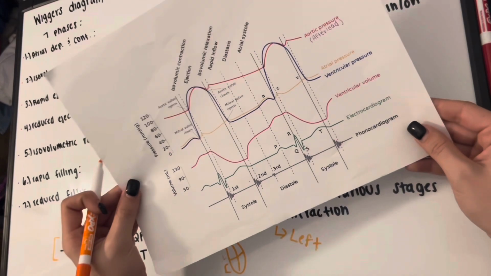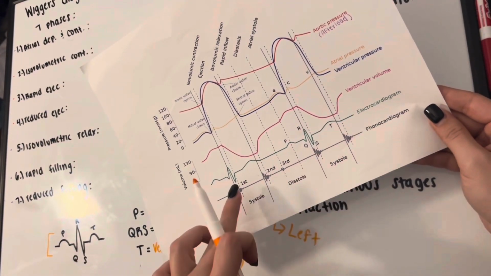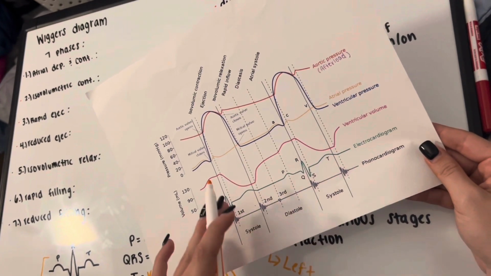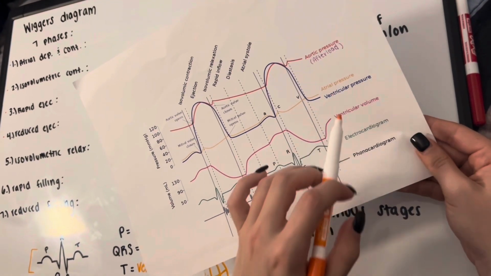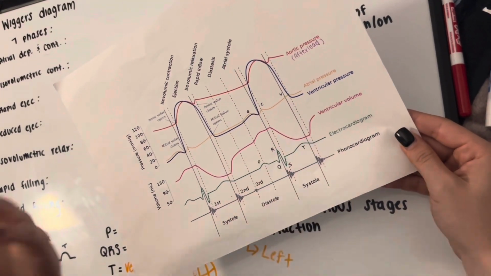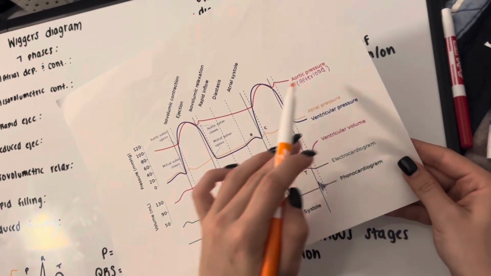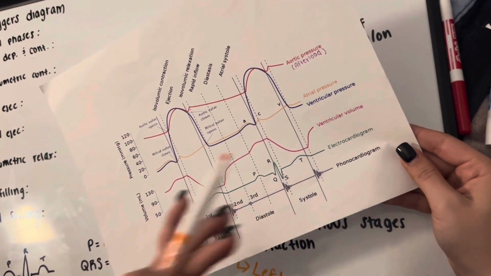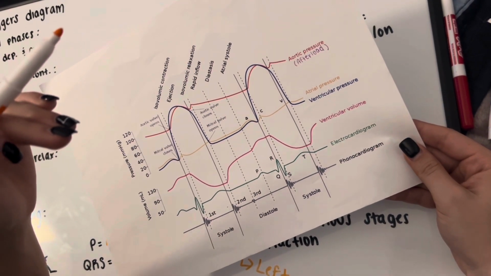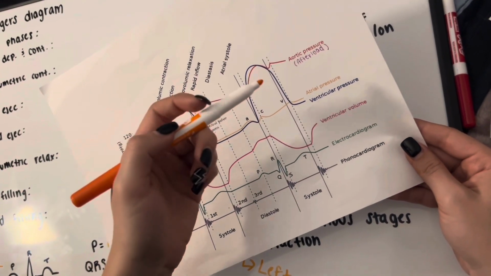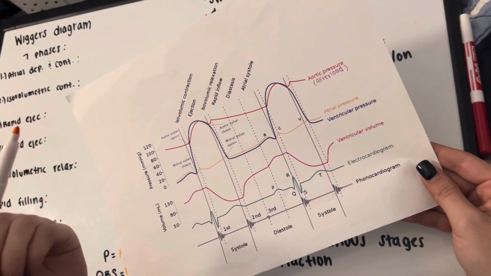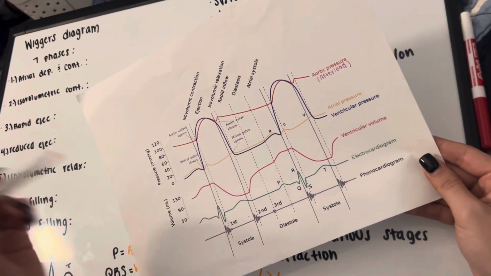So going over to the Wiggers, it has several different lines besides the electrocardiogram, including ventricular volume, basically meaning how much blood is in the ventricles, ventricular pressure, how much pressure is in the ventricles, and atrial pressure, how much pressure is in the atrium, and the aortic pressure. Aortic pressure can also be known as afterload. Afterload is basically blood that sits on top of the aortic valve, and having a higher afterload is going to decrease your stroke volume because it makes some sort of resistance whenever you're pushing blood out of the heart.